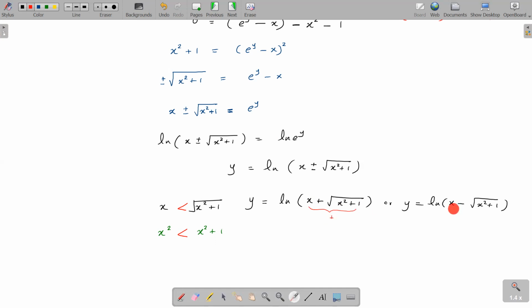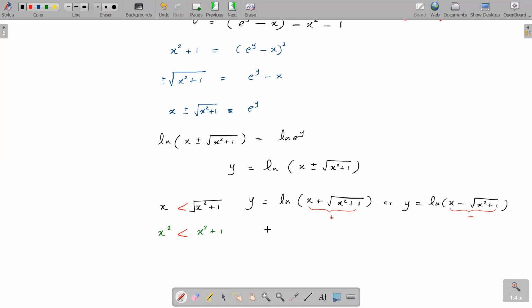But over here, guys, you can see x minus root x square plus 1. Since root x square plus 1 is bigger, since this is greater than x, the inside of the logarithm becomes negative. The negative component gets bigger, and the inside of the logarithm becomes negative, right, guys? You know that it's not possible to take logarithms of negative numbers. So this is not a possible option, right?